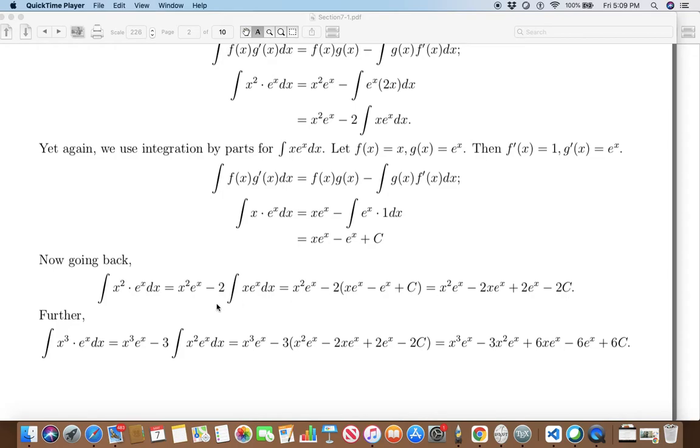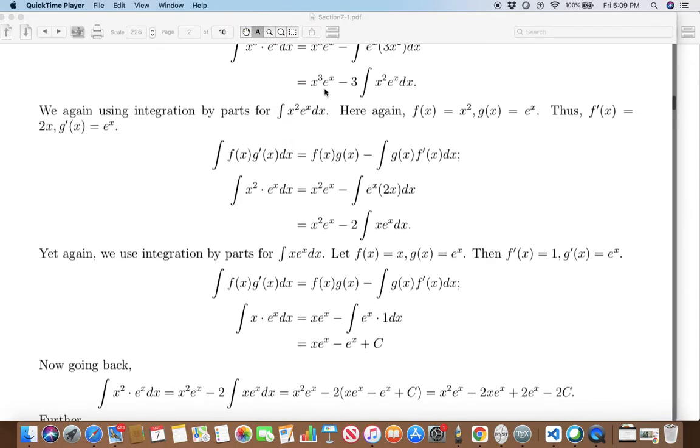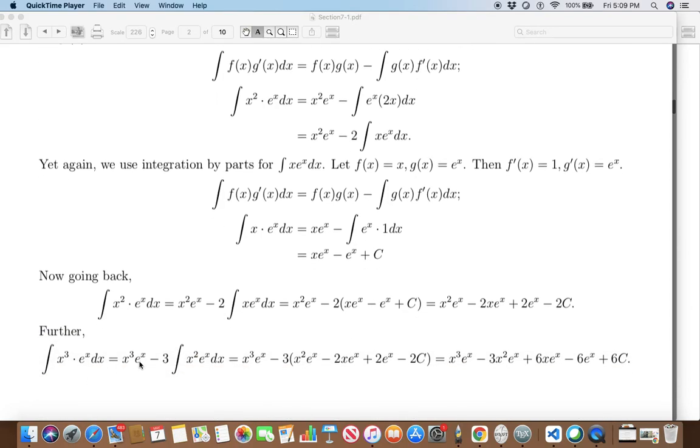All right. Now you have identified integral x squared e to the x. Go back to integral x cubed e to the x. It is x cubed e to the x minus 3 times integral x squared e to the x. Integral x squared e to the x we just have identified. We place that inside and we have finally answered our original question.